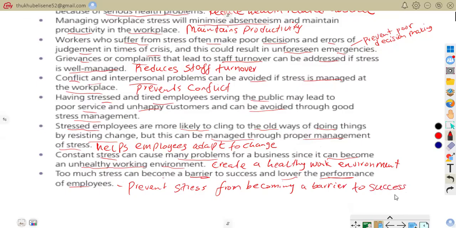We know very well that too much stress reduces performance, because a stressed team fails to reach targets. So let us prevent stress from becoming a barrier to success, because performance is going to be lowered if there is too much stress. Once performance declines, the business is not going to grow, not going to meet its target, not going to realize its dreams, and not going to reach its goals. So it's very good that we prevent stress from becoming a barrier to success.